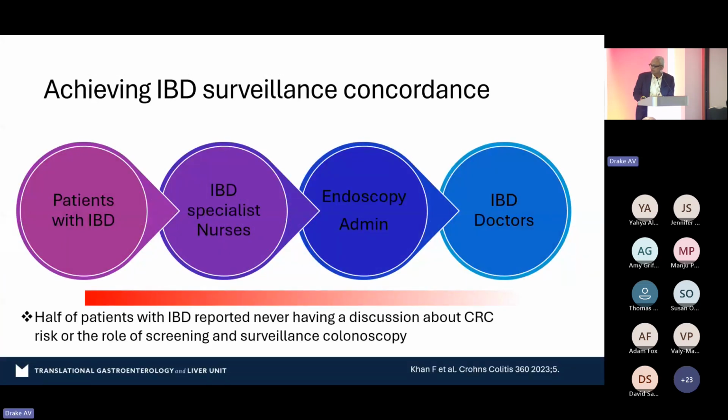So these are the key aspects that we've discussed, but it's not up to us as medics to say, this is what we're going to do and everything's going to be fine. This is the whole service approach. It comes down to our IBD nurses, our administrators, our coordinators, all the people involved in an IBD specialist service and the patients themselves so that we can take this forward.